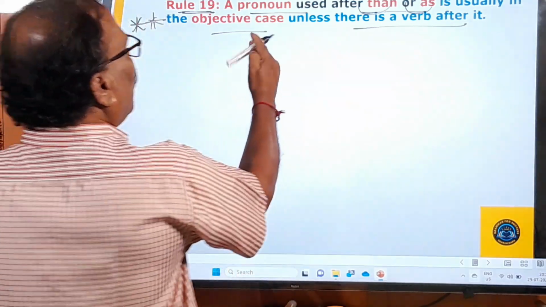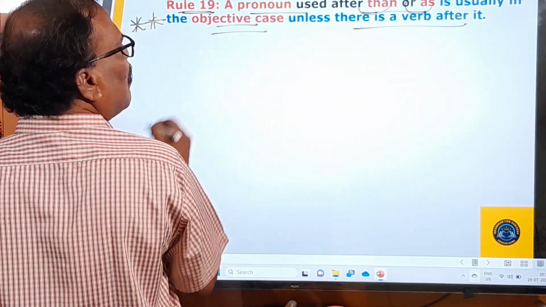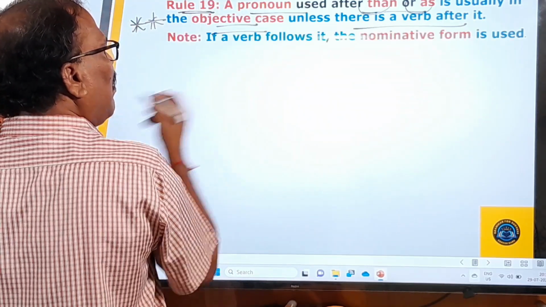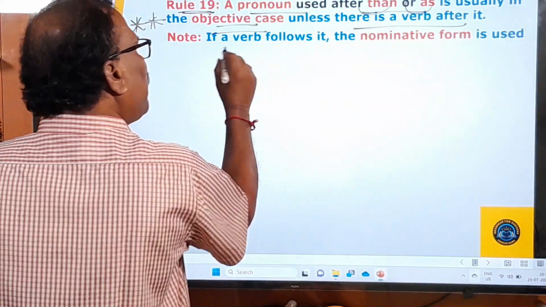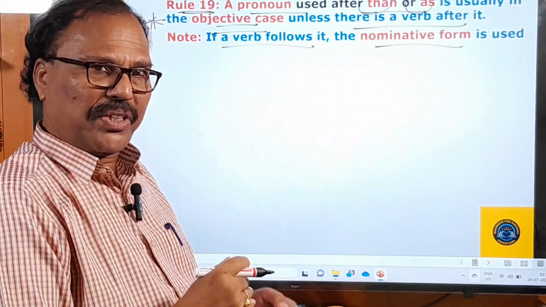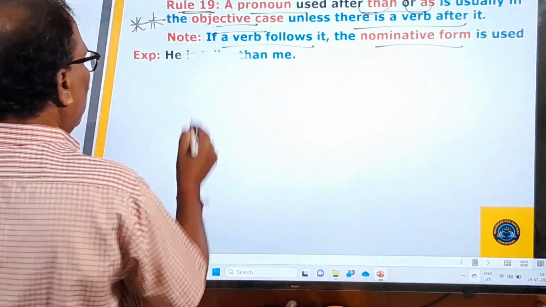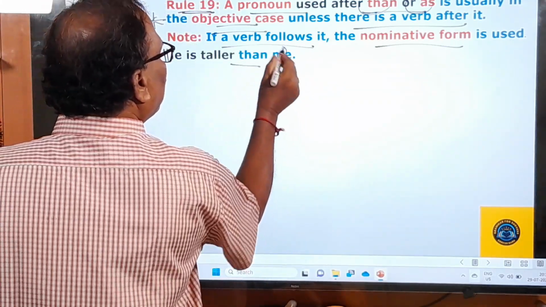Here a pronoun used after than or as is usually in the objective case, unless there is a verb after it. If a verb is given, the nominative form is used. If there is no verb, only objective case. If there is a verb, nominative case should be used. How? Here you see one example. He is taller than me.